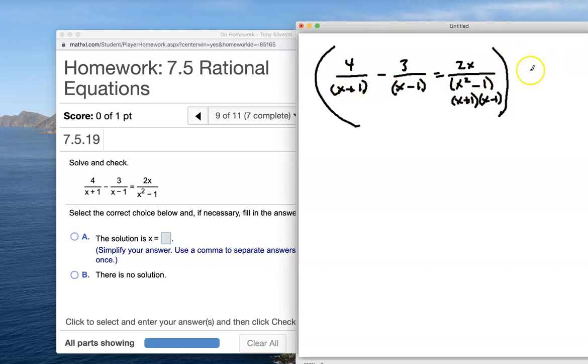Well, I see an x plus 1. And that takes care of every x plus 1 I see. I don't see any higher power x plus 1, so that's good. X minus 1. And that takes care of every factor. That's it. That is it. Now, circle, point.